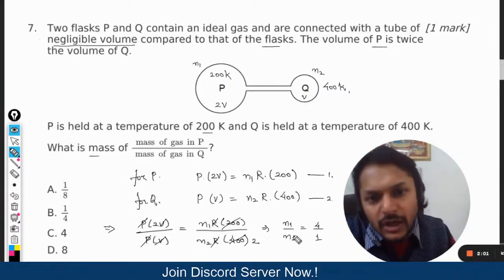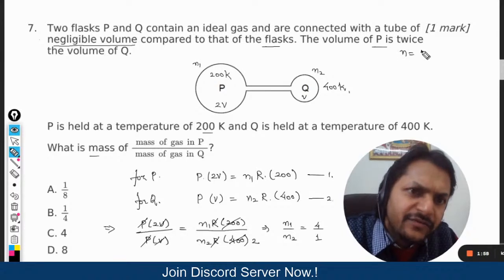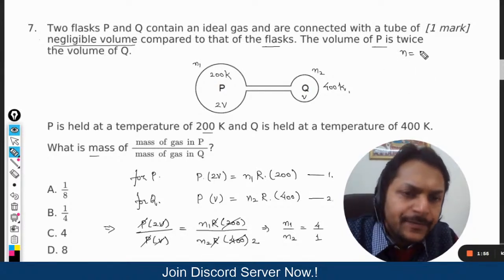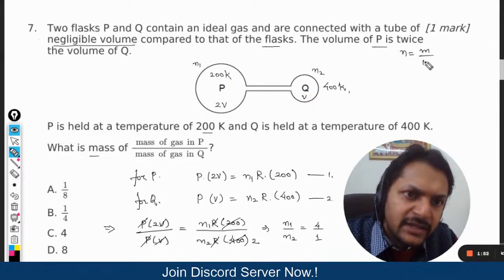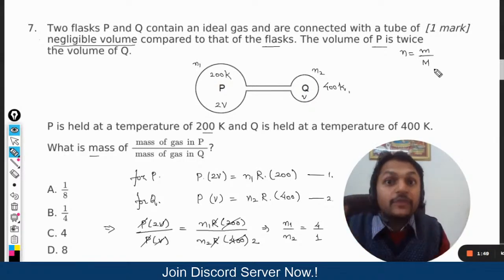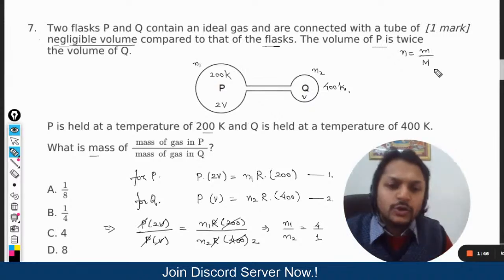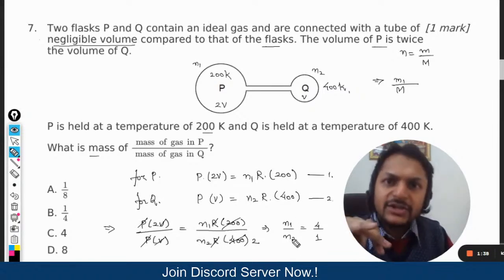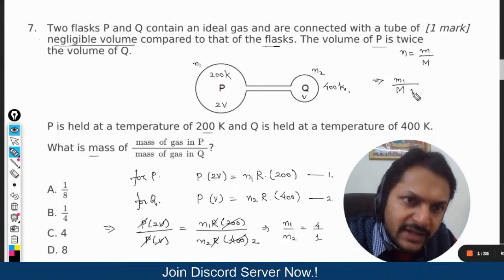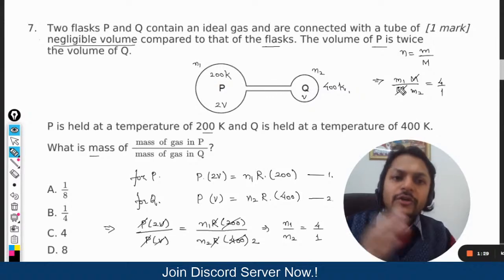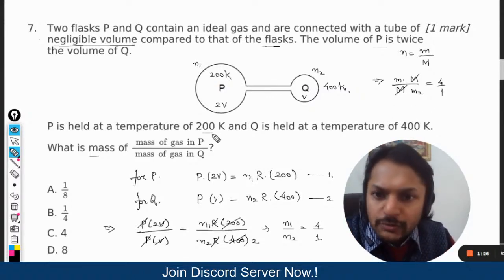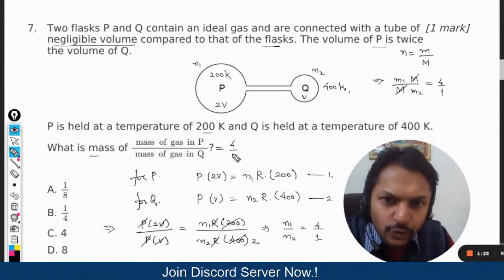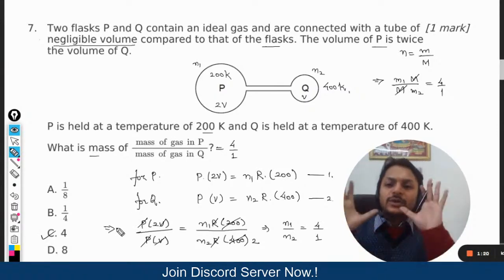So obviously now you can see that the number of moles can also be written as the mass of the gas divided by the molecular mass. This is how we find the number of moles of a gas, isn't it? Now we substitute this into N1 by N2 is equal to 4. So we get M1 divided by M, divided by M2 divided by M, and M and M get cancelled out. Again, the ratio of M1 to M2 is coming out to be 4. So the mass contained in P is 4 times, so it is 4 by 1. So our answer is C.